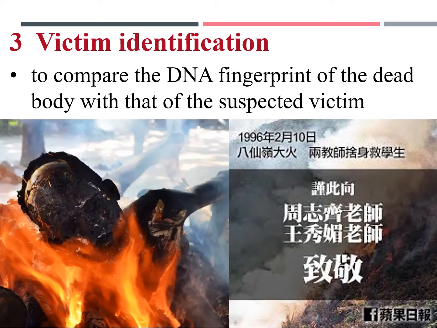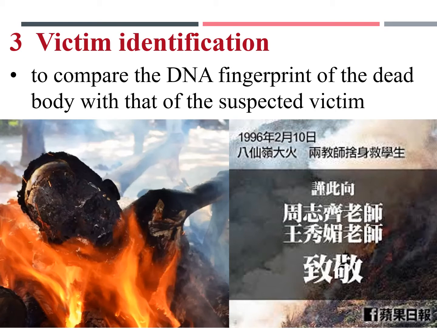Another application of DNA fingerprinting is to do the victim identification. In the year 1996, in Hong Kong, there was a very huge hill fire. We call that 八仙嶺大火. At that time, there were in total 5 people who were killed in such a very big hill fire, including 2 teachers and 3 students. After the hill fire, we could hardly identify the 5 people because they were burned into a disfigured state. 毀晒容啊. So we could hardly identify their identity.